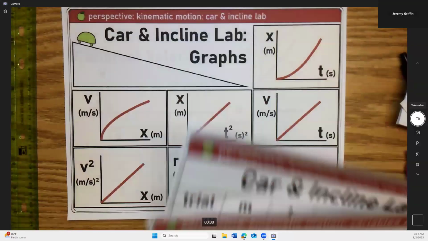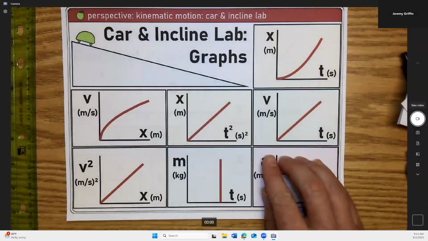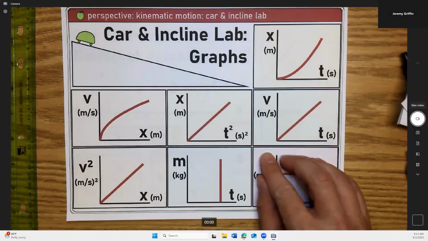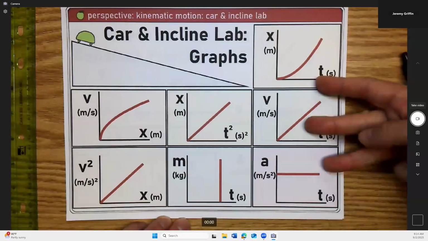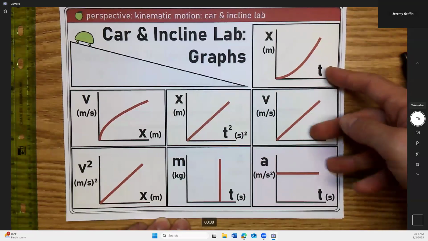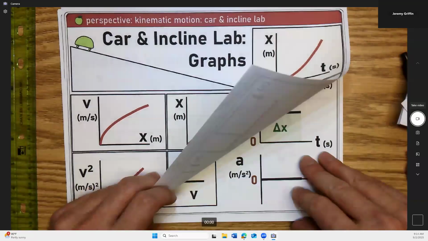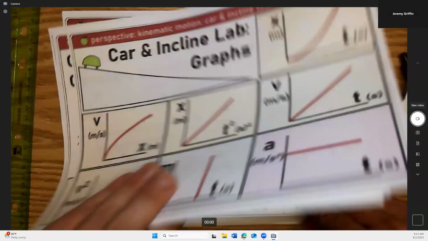Okay, car incline lab. I think we put together all these. On your lab we put together these 6. The only one we did explicitly was this last one, acceleration versus time. Get a good look at these 3 on the right. You can see x versus t, v versus t, and a versus t. Notice they're the same 3 graphs that I have for dropping the ball off the cliff.